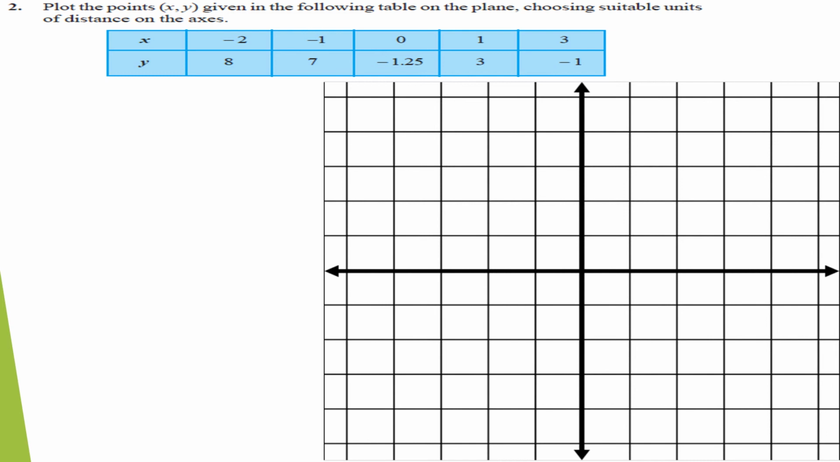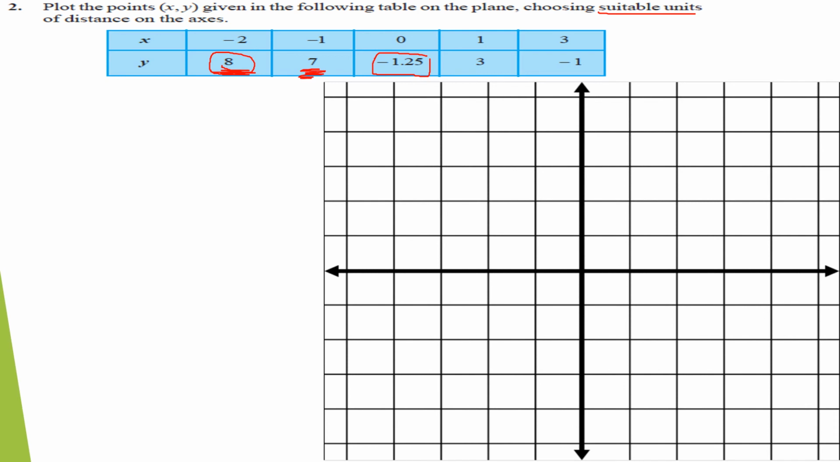Okay, plot the points x comma y given in the following table on the plane, choosing suitable units of distance on the axis. This time you can choose whatever suitable units you want. If you take 1 centimeter as the scale, you will face a little bit of difficulty. So I recommend you go with 0.5, but in this case you will have to make a larger graph, because for 8 you will need 16 divisions. For 7 you will need 14 divisions. So that is the thing.